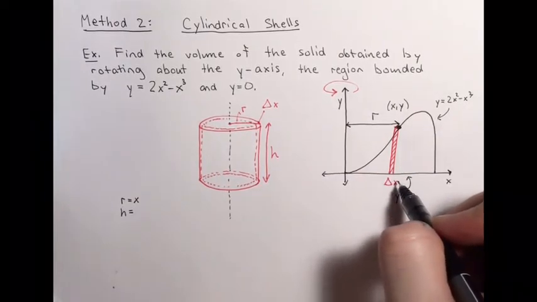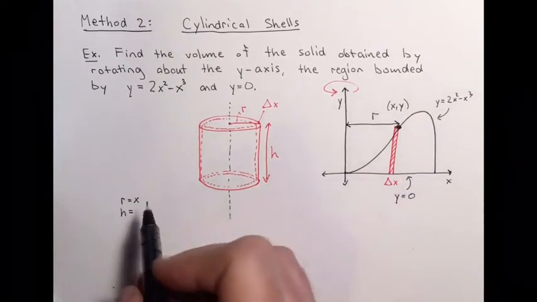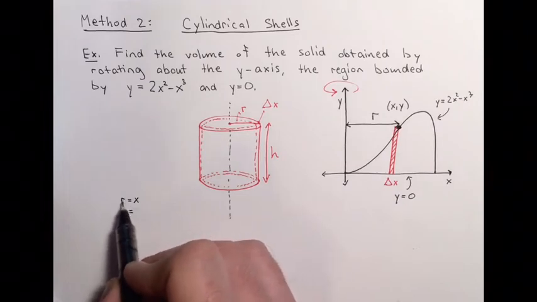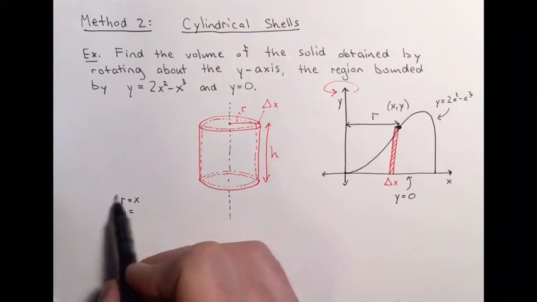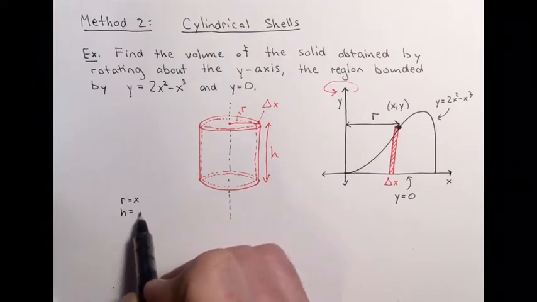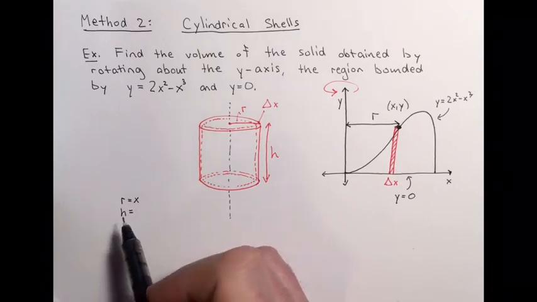And we notice that's good. Our thickness was delta x. We want our integral to be in terms of x. Our radius is just x. So that's going to be easy. One of these two, the radius or the height, will be easy. The other one's always going to be more complicated. So that means in this scenario, the height is going to be the more difficult one.